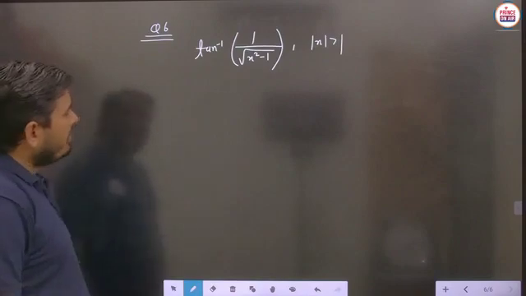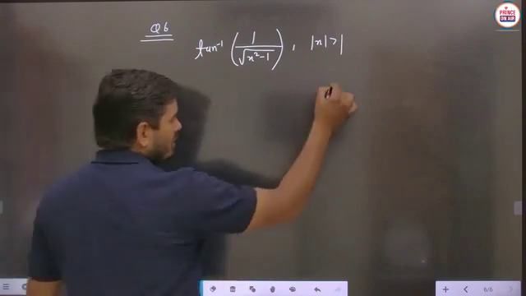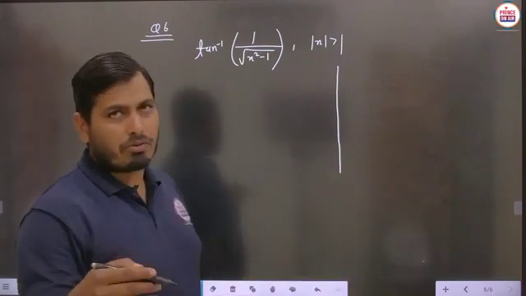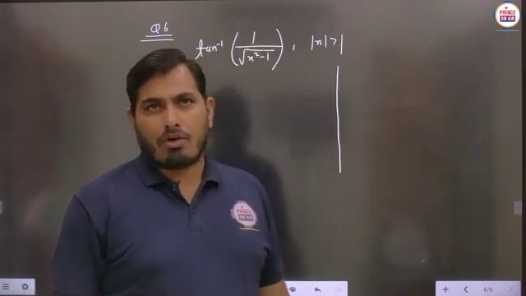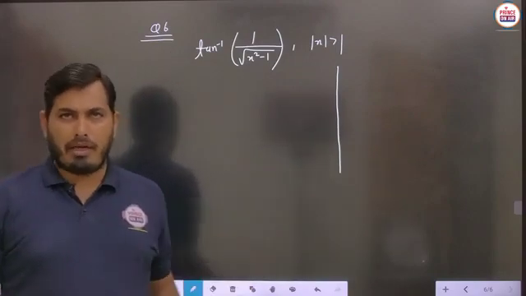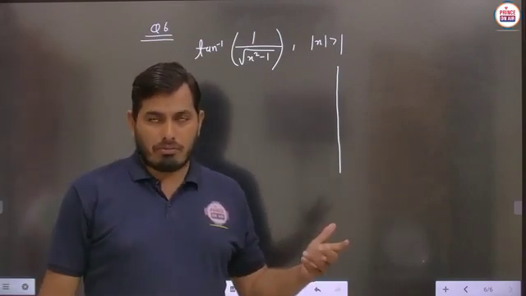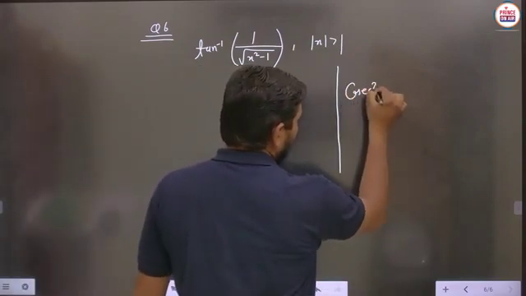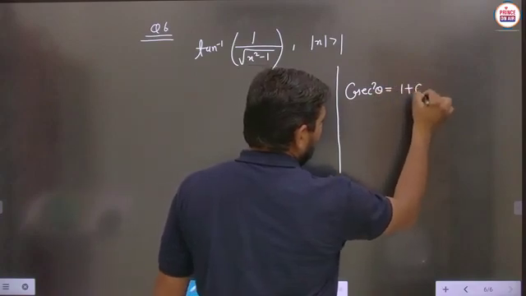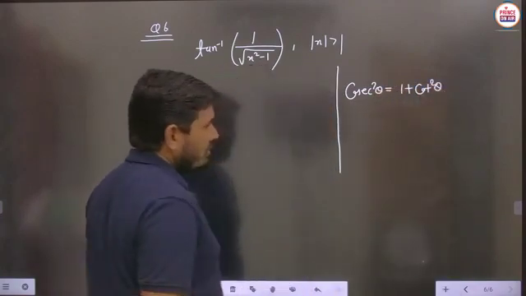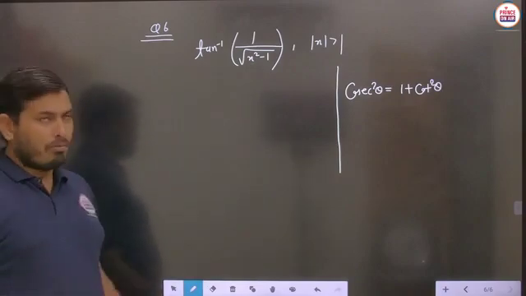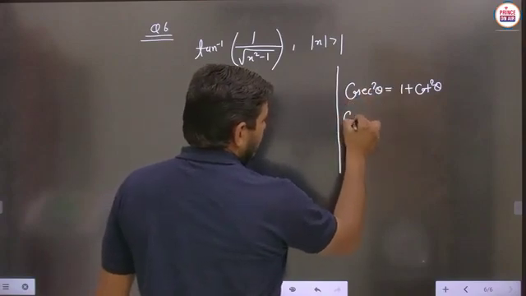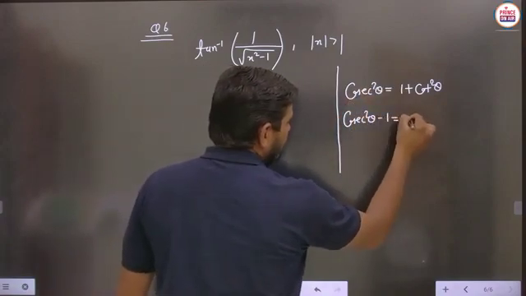No problem. Now student, you know very well about the basic identity of cosec square theta. 1 plus cot square theta will be written as cosec square theta. So you know very well about this identity. Cosec square theta is 1 plus cot square theta. If this 1 is shifted to the other side, then it is written as cosec square theta minus 1, which is cot square theta.